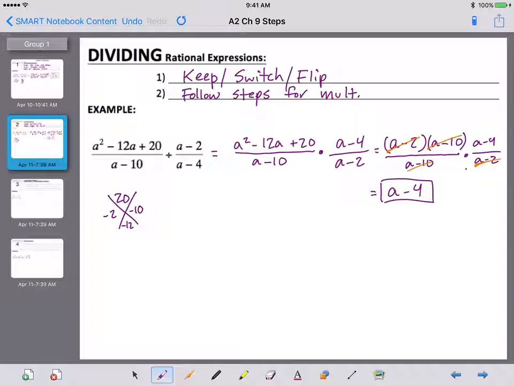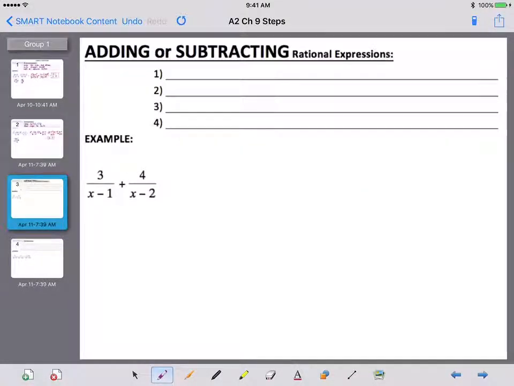All right, so here comes the most challenging part of chapter 9, adding and subtracting, because we have to find common denominators here. Our first step is exactly like the steps from multiplying. We factor, but in this case we're only going to factor the denominators. So we factor the denominator completely.